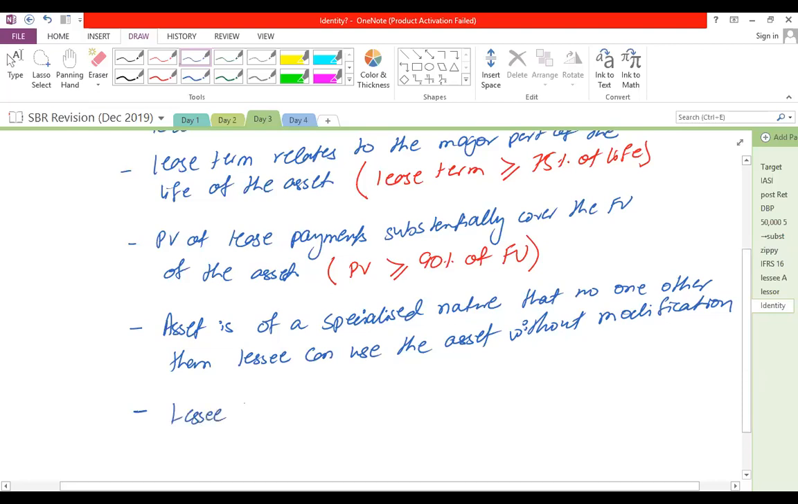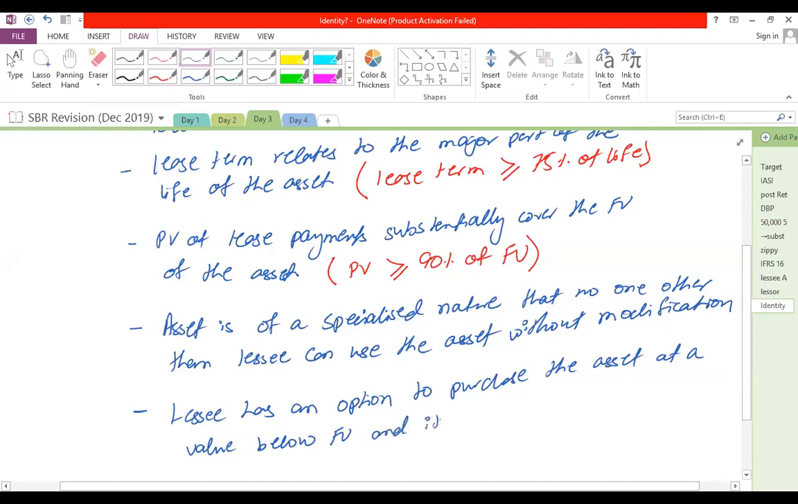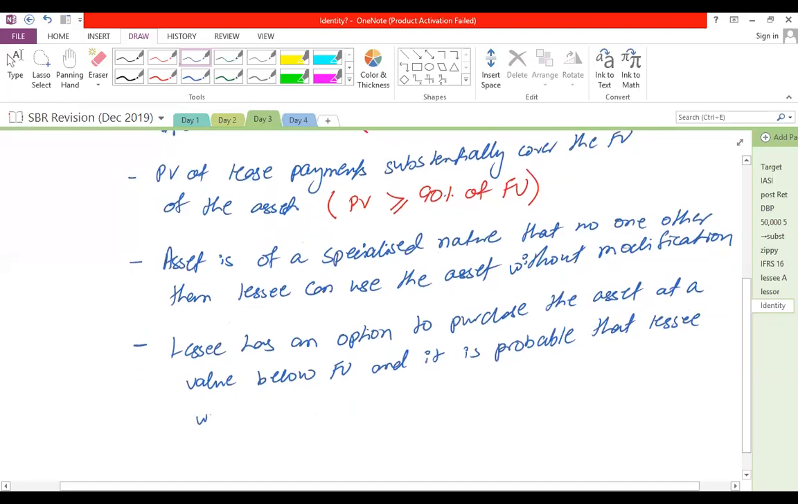And the last part is that the lessee has an option to purchase the asset at a value below the fair value and it is probable that the lessee will exercise the option. In other words, we call this a bargain purchase option. So in this case as well, we call it a finance lease.